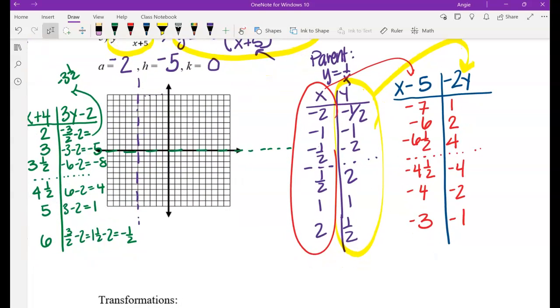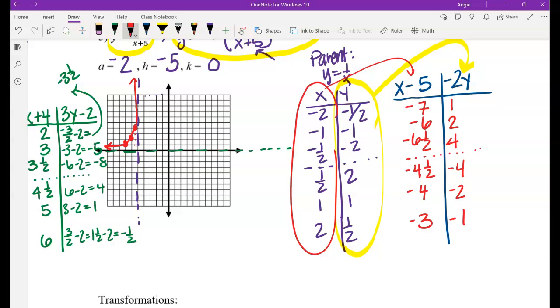Let's plot it. -7, I'm going to go up 1, so -7 up 1, -6 up 2, -6.5 up 4, so just 1, 2, 3, 4, right there. Remember, you're not supposed to touch the two asymptotes, so go that way, and make it. You can always go off the grid, okay?